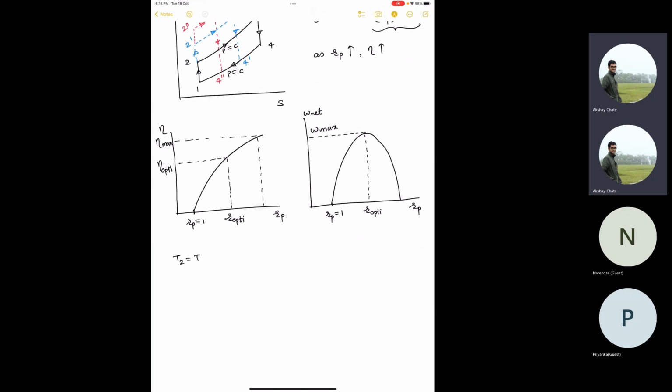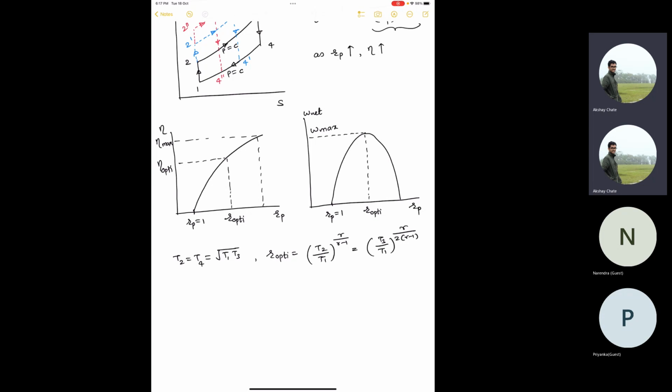So for having maximum work output, the condition is that T2 and T4 should be equal to root T1 T3, the geometric mean of max and min temperature. And if you plug that into the optimum formula for pressure ratio, which will be T2 by T1 raised to power gamma by gamma minus 1. You understand, right? Pressure ratio we converted into the temperature ratio using the ideal gas relation. And now if you plug T2 as root T1 T3, you'll get T3 by T1 to the power gamma by 2 gamma minus 1.